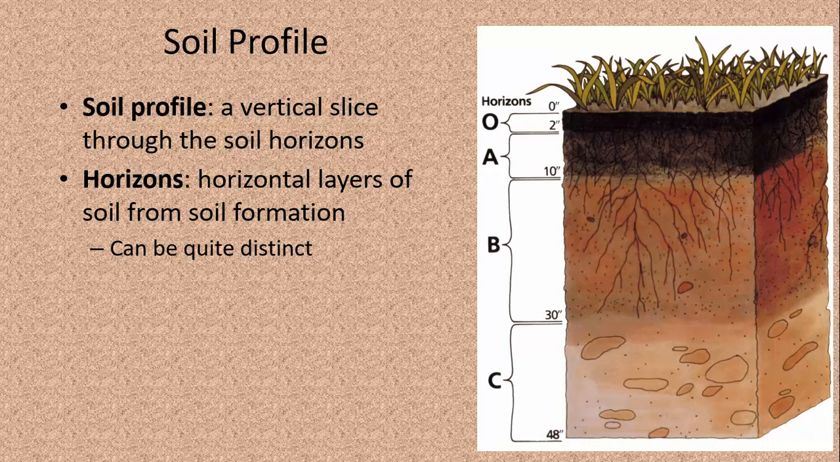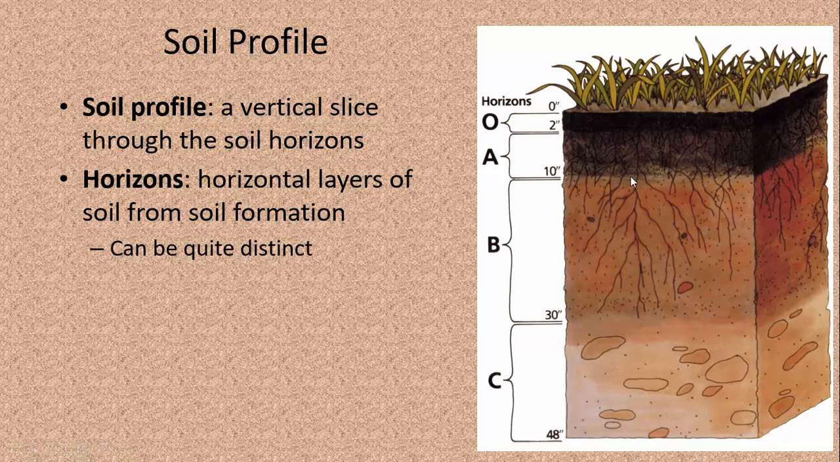The soil profile is what you see if you take a vertical slice through the soil when you dig down into the soil. Sometimes you can see the soil profile if you're at a riverbank, for example, where soil's been cut out. You can see these horizons, or you can go dig and check out the different layers of soil. Horizons refer to the horizontal layers of soil, and these result from the process of soil formation.